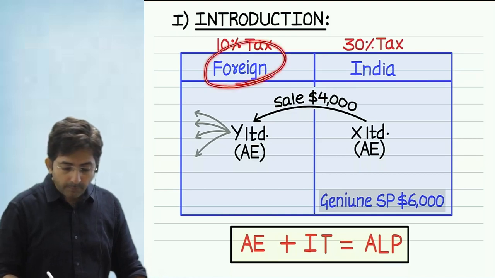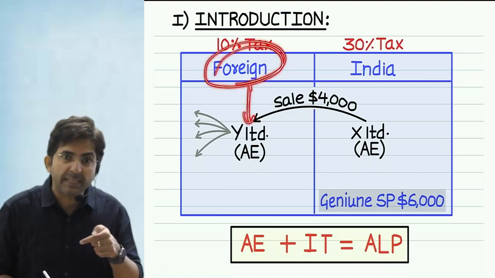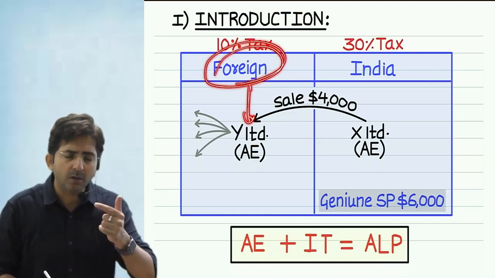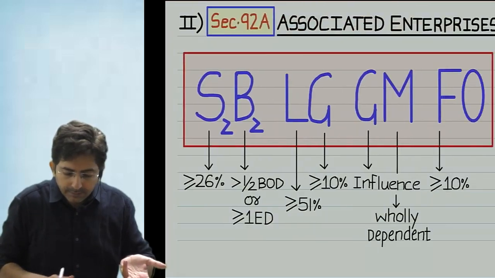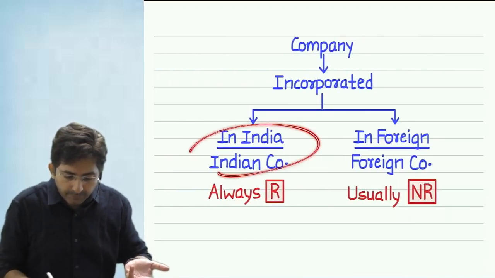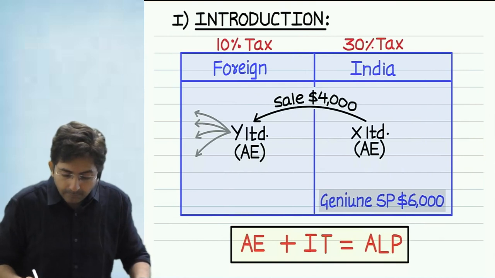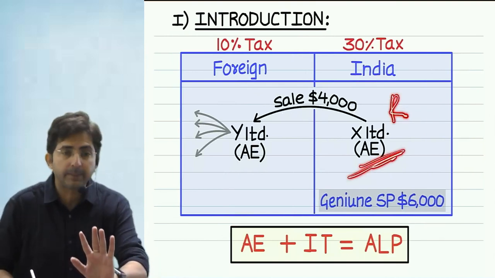See, Y limited, although in a foreign country, but if it is incorporated in India, right now what did I say? Incorporated in India means an Indian company is always resident. So it is quite possible that X limited is incorporated in India, it's a resident company.